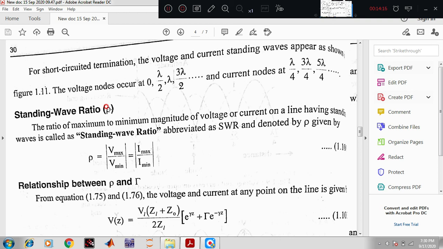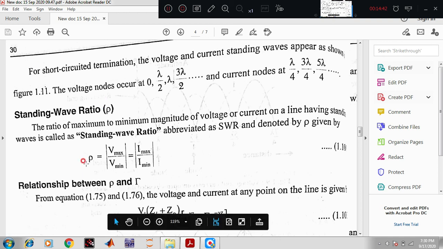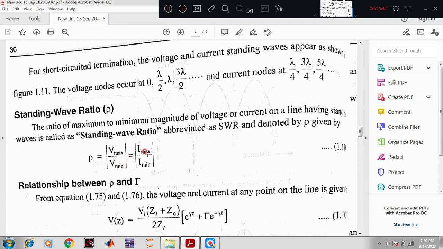At some point the voltage will be maximum, at some other point the voltage or current, both, will have the minimum amplitude, right? So whenever we have the maximum amplitude and minimum amplitude for both voltage and current, if you take the ratio of maximum amplitude to the minimum amplitude, that ratio is known as the standing wave ratio, and symbolically it is denoted by rho, which is given by V max by V minimum. And in terms of current, the same standing wave ratio is defined by maximum current to the lowest current, that is minimum current, right?